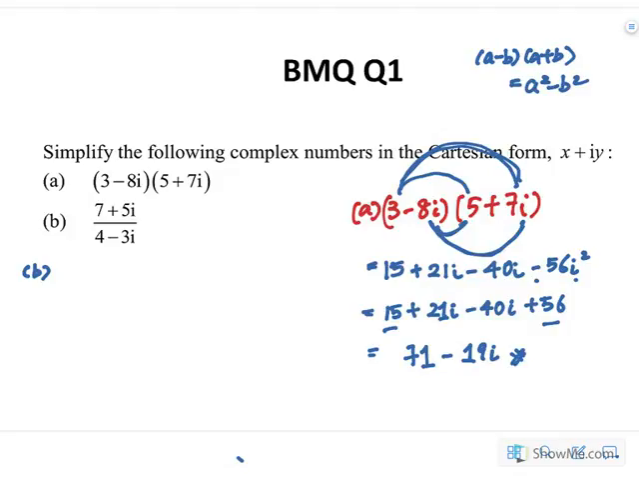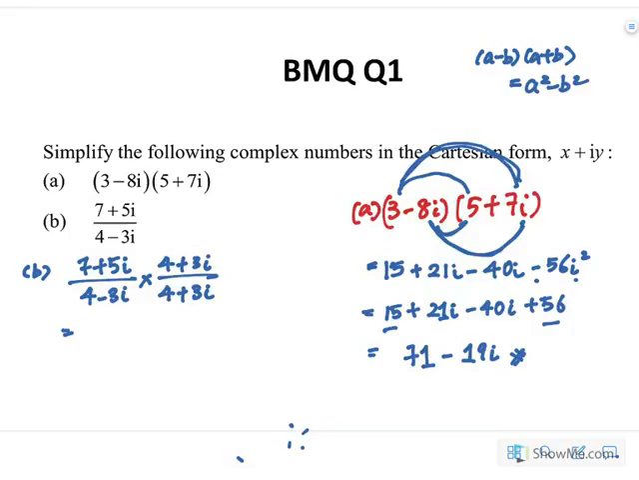Okay, so 7 plus 5i over 4 minus 3i. What we do is we multiply by the conjugate of the denominator. Why do we do this? Because by multiplying with the conjugate, you actually obtain a real number for your denominator.